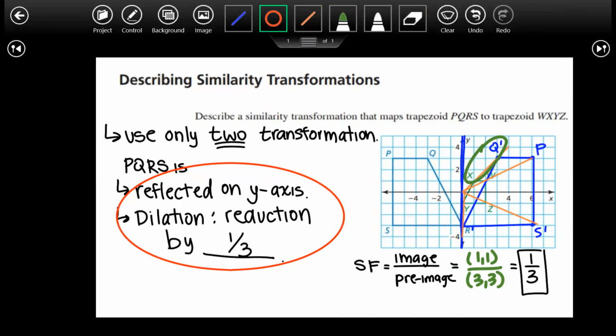Only try to use only 2 transformations, yes. And you have all 4 to use. So you have a rotation, translation, dilation, and reflection. Use those. Okay.